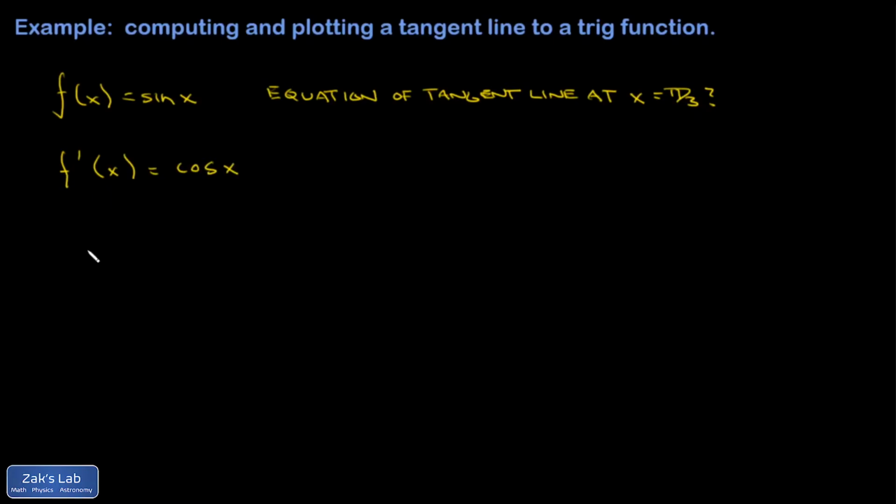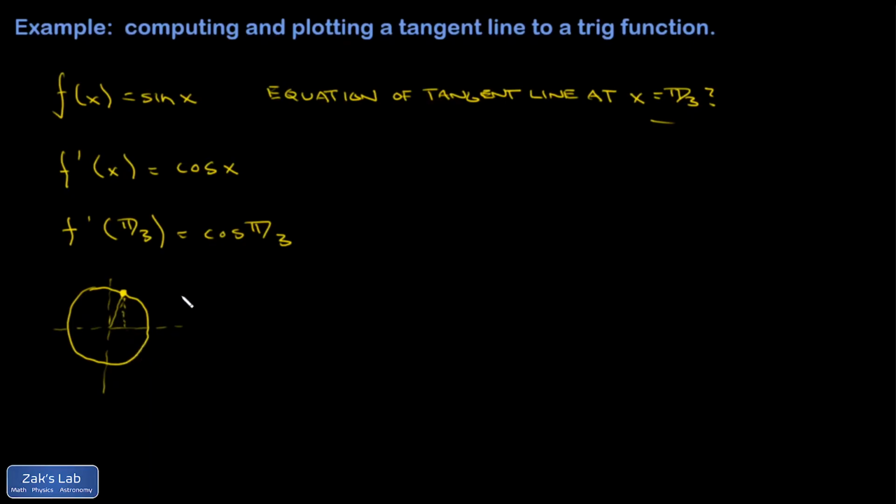So then I want to actually get the value of f prime of x when x is equal to pi over 3. So f prime of pi over 3, that's the cosine of pi over 3. And if I think back to the unit circle, pi over 3, that's a 60-degree angle. It's right there. The cosine is the x-coordinate of that.